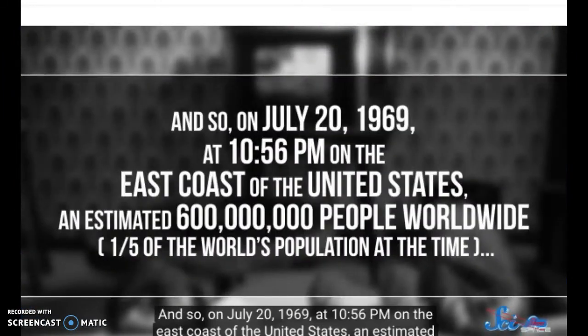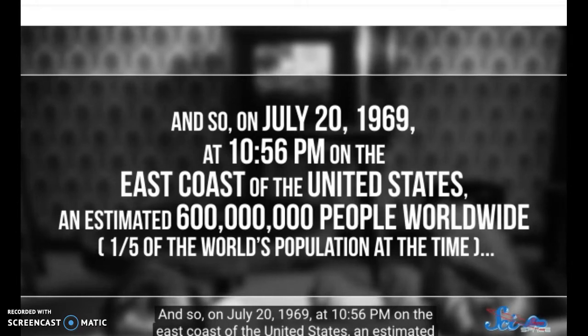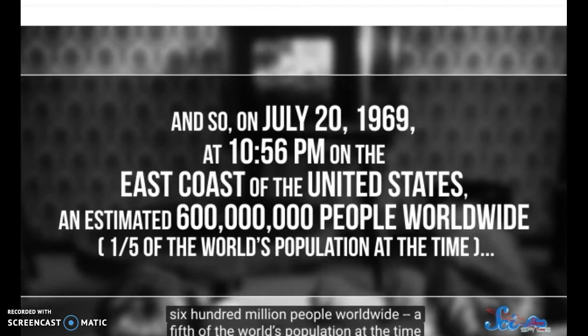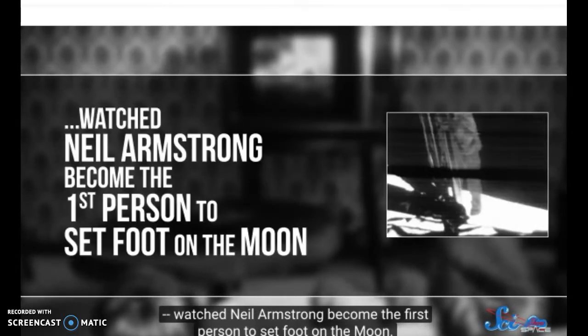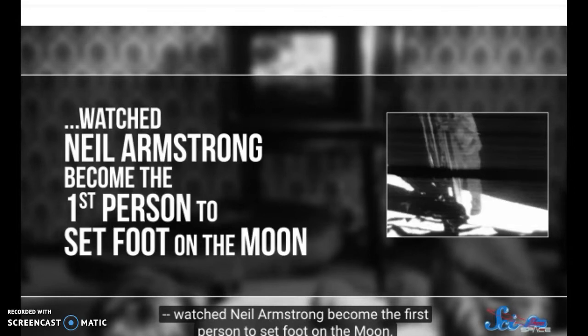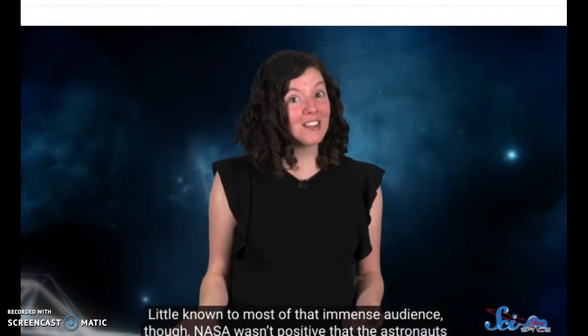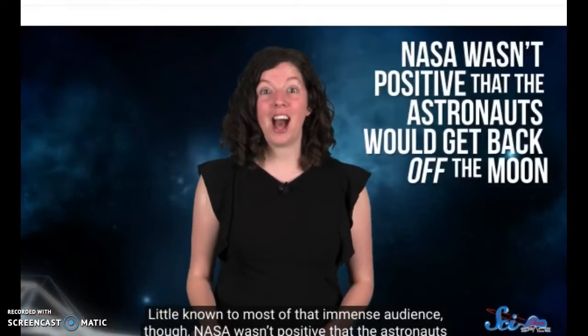And so, on July 20th, 1969, at 10:56 p.m. on the east coast of the United States, an estimated 600 million people worldwide, a fifth of the world's population at the time, watched Neil Armstrong become the first person to set foot on the moon, with Buzz Aldrin following closely behind him.